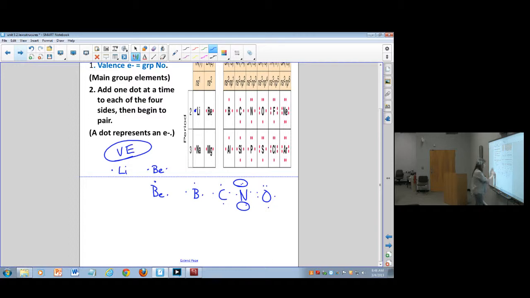How do you know the valence electrons? The valence electrons is the same as the group number. So all you have to do is see if you're in group 1, 2, 7, whatever, and you will also have the valence electrons.